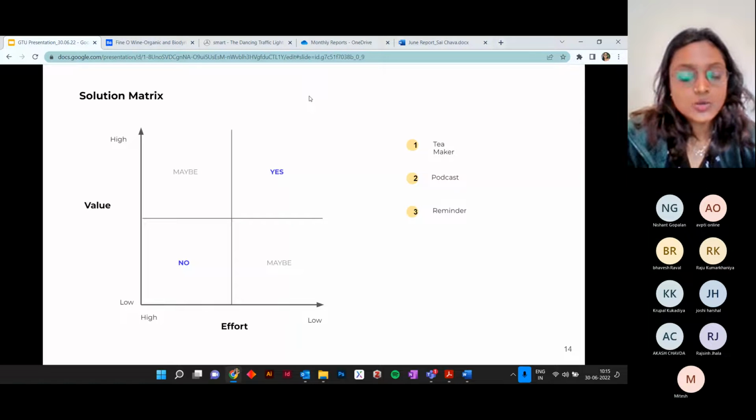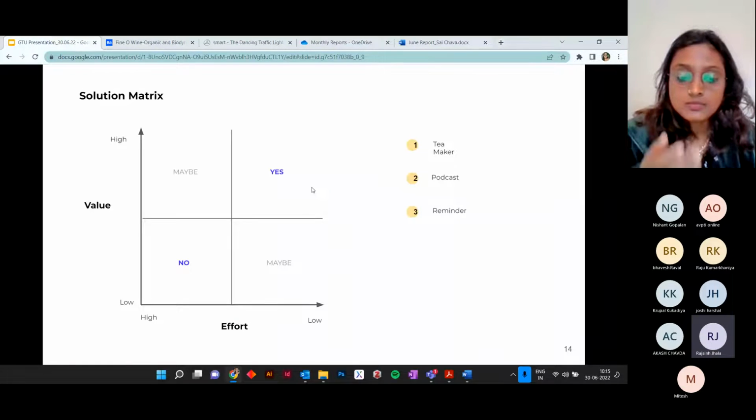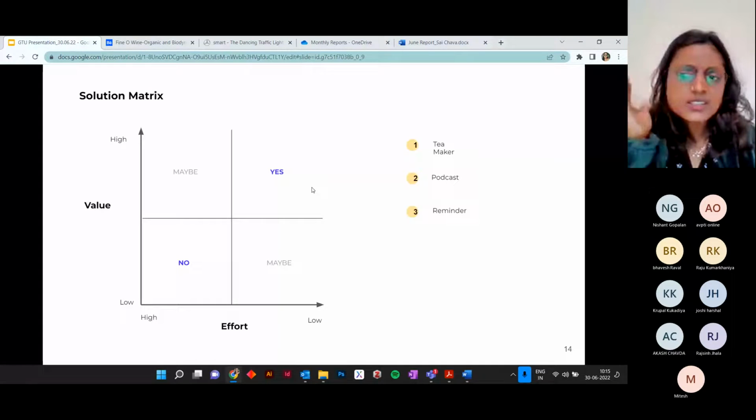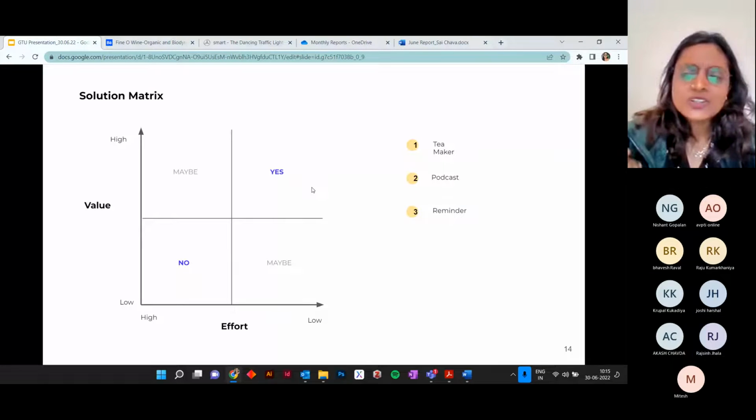On the left side is the value of the solution. How valuable will it be in solving my problem? And this is the effort that it's going to take to solve the problem. It's just a casual exercise and doesn't have to be wrong or right. So you can just give it a shot.